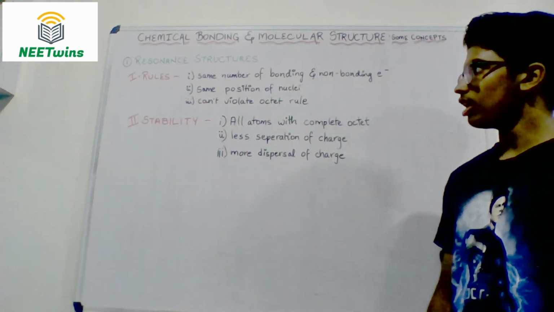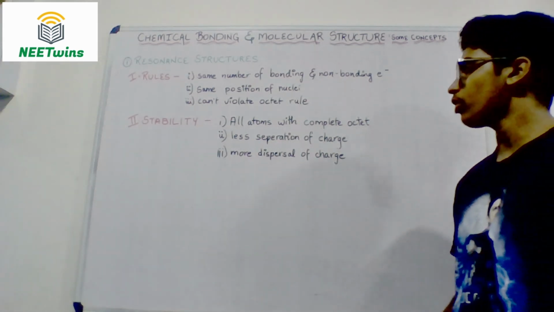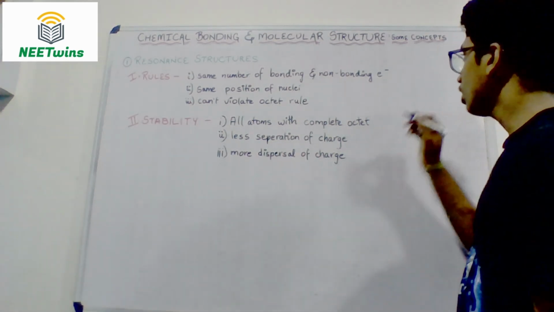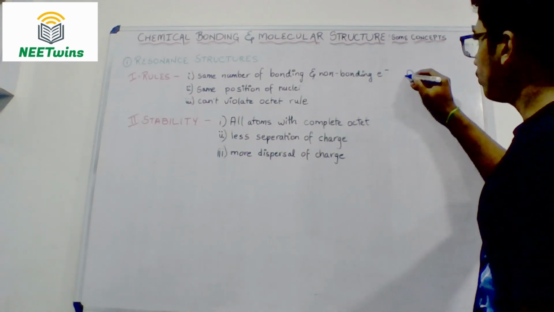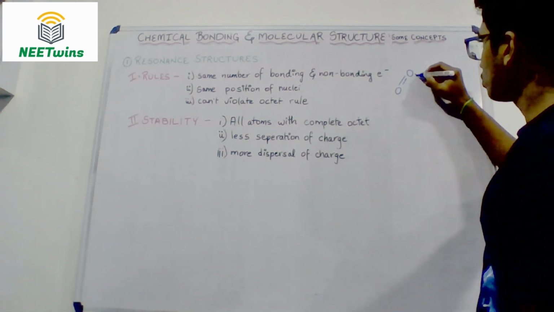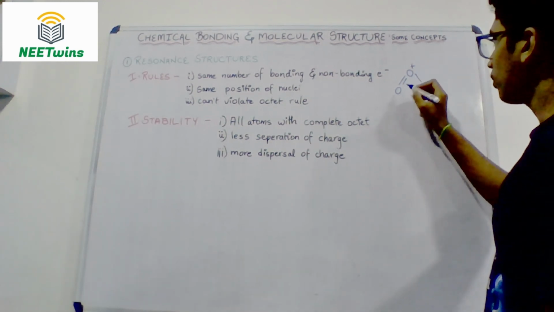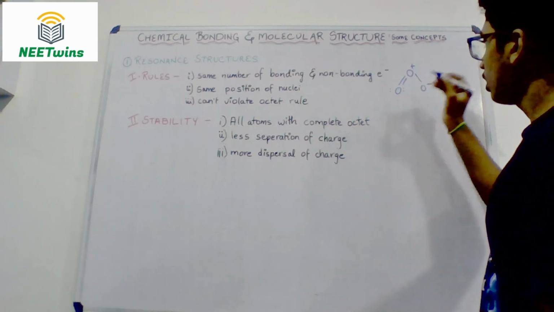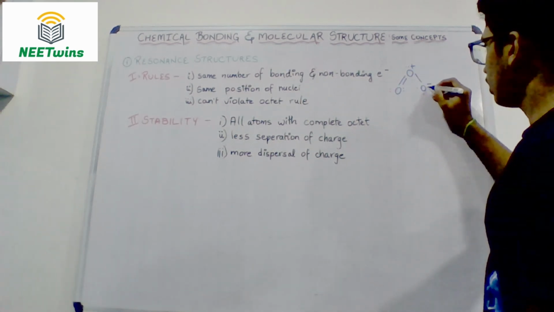So the first rule is all the resonance structures should have the same number of bonding and non-bonding pairs of electrons. I can illustrate this with a simple example. All of you know the resonance structure of ozone looks something like this. Instead of representing a coordinate bond, if I put a plus and minus, this has two lone pairs of electrons, this has one lone pair, and this has three lone pairs.